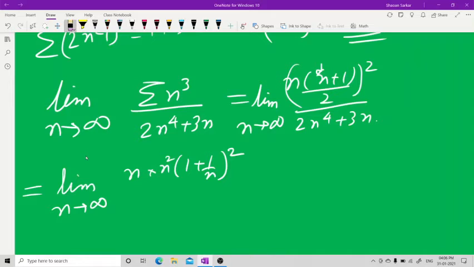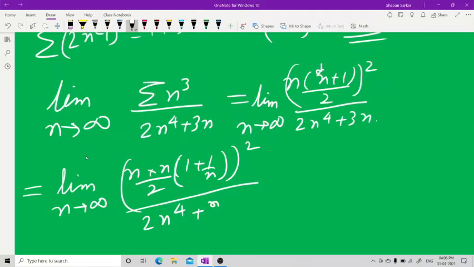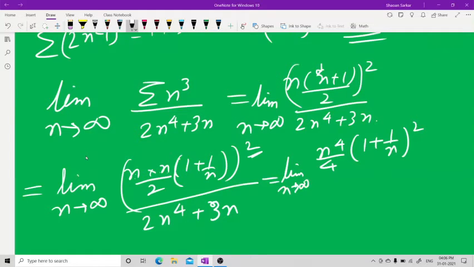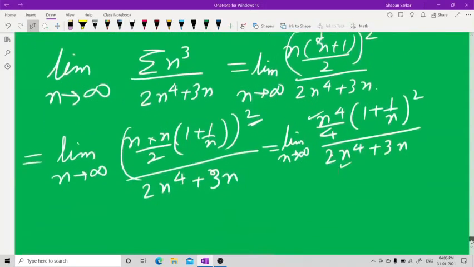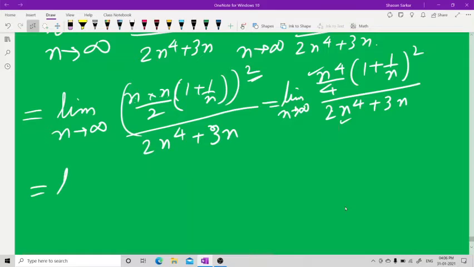Let me rub this all. Now this is like this: by 2 whole square on the top, and in the denominator you have 2n to the power of 4 plus 3n. Now you write this as n square, and there is a square on the top. This will become n to the power of 4 by 4, this will become 1 plus 1 by n whole square, limit n tending to infinity. Now you have 2n to the power of 4 plus 3n. So n to the power of 4 is in the numerator also, n to the power of 4 in the denominator also, so divide by n to the power of 4 both sides, numerator and denominator, I mean to say. Now you write limit n tending to infinity.